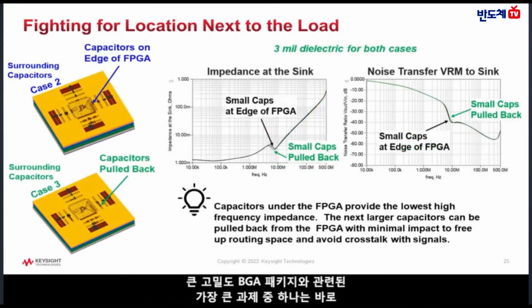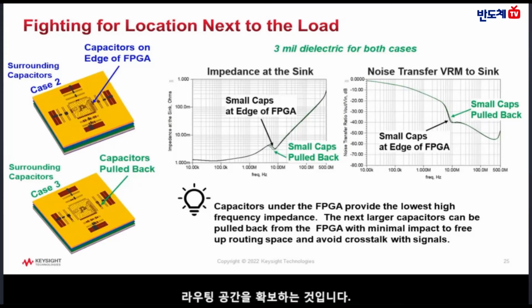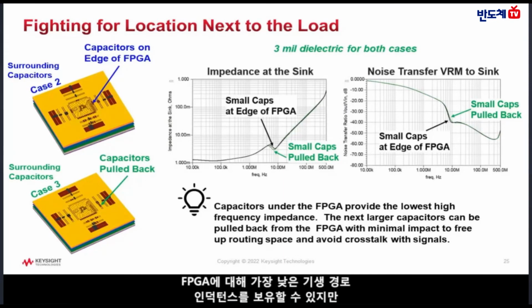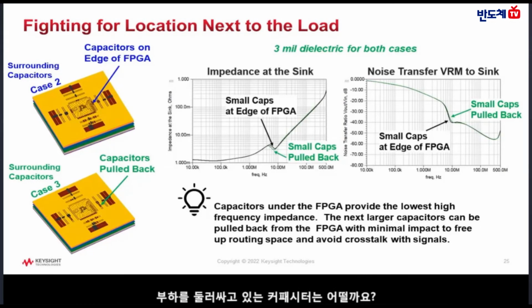One of the biggest challenges with the larger high-density BGA packages is fighting for routing space to get all of those signals in and out of the package on a multi-layer printed circuit board. Capacitors placed directly under the FPGA sink can have some of the lowest parasitic path inductance to the FPGA. But what about the capacitors surrounding the load? How close do they need to be?